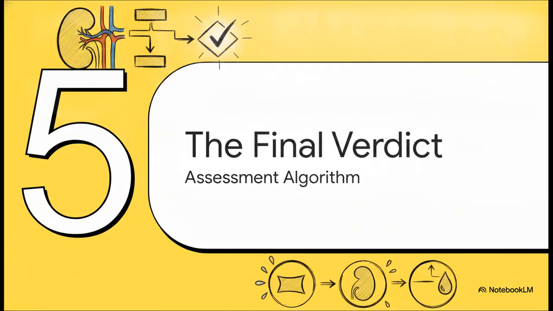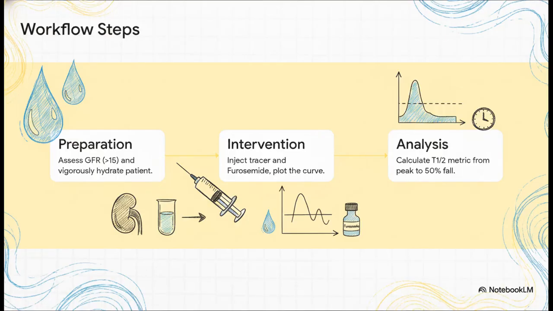Section 5. The final verdict. Putting the functional assessment algorithm to the test. All right, let's tie all of this together into a practical, real-world clinical workflow. Step 1 is preparation. Double-check that the GFR is above 15 and vigorously hydrate the patient. Step 2 is the intervention. Inject the tracer, monitor the pooling, hit them with the furosemide at the correct protocol time, and plot that curve.